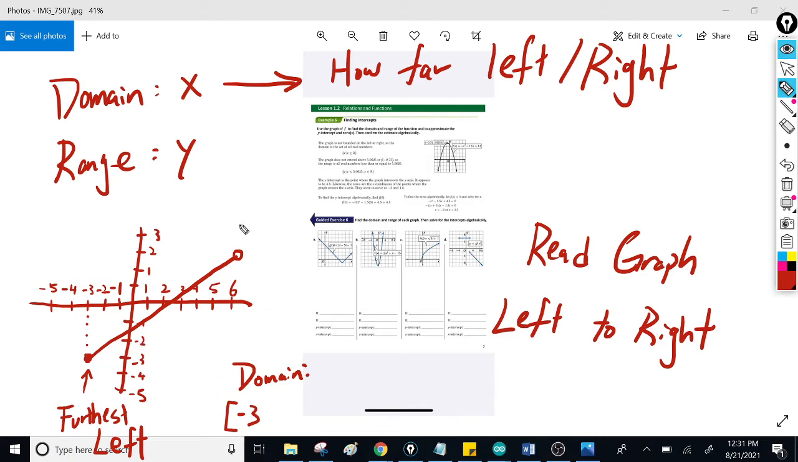And then the furthest right is right here. This is as far right as it goes. So this is where it stops. And this is somewhere around +6, right? And this is an open circle. Open circle means +6 is not included. It is not part of the line. So we will use a parenthesis.